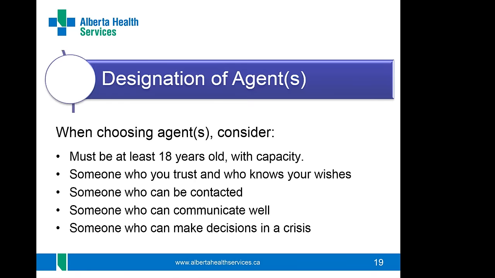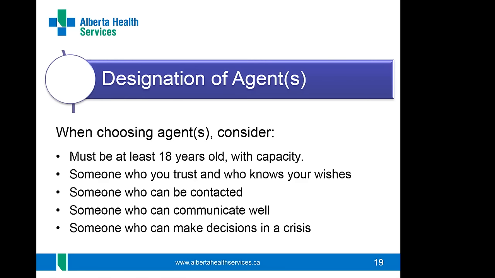The next key element is designation of agent or agents. So your agent really can be anybody you want, okay? They do need to be at least 18 years old, and they do need to have capacity, because if they don't have capacity to make their own decisions, they can't be making decisions for you. But what you really want to be thinking about is someone you trust, okay? Your agent does not have to be your spouse, does not have to be your partner, doesn't even have to be a family member. What's most important is thinking about someone you trust and someone you feel comfortable sharing your wishes with, and someone that you're confident will respect your wishes even if they don't agree with them.